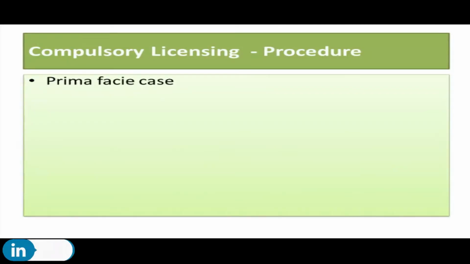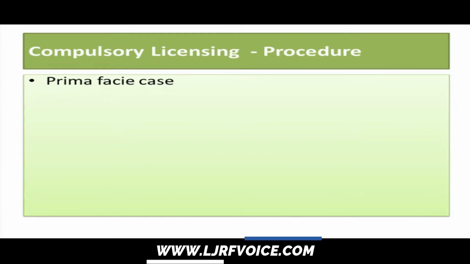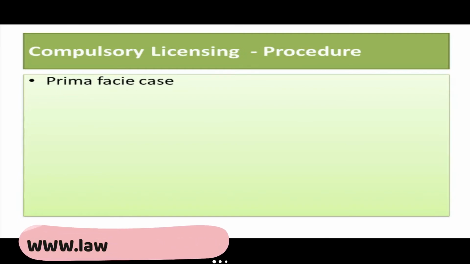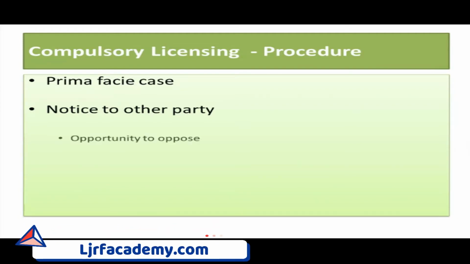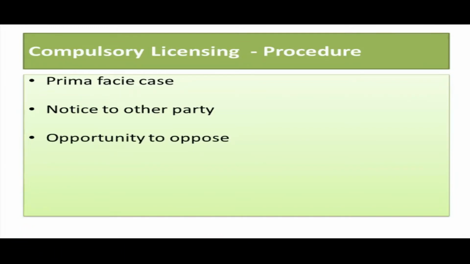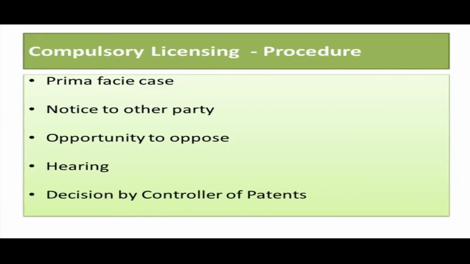And then compulsory licensing. What is the procedure? The procedure goes like this: there should be a prima facie case. A prima facie case would depend on very many factors, including the nature of the patented article and also the bona fides of the patentee and the bona fides of the applicant for the compulsory license. All these will be considerations for deciding whether the matter before the Controller has a prima facie case or not. The second is notice to the other party. The natural justice principle is to be complied with, and the opportunity to oppose is part of this natural justice principle. Then, if required, there will be a hearing and a decision by the Controller of Patents. These are the different steps involved in the compulsory licensing procedure.